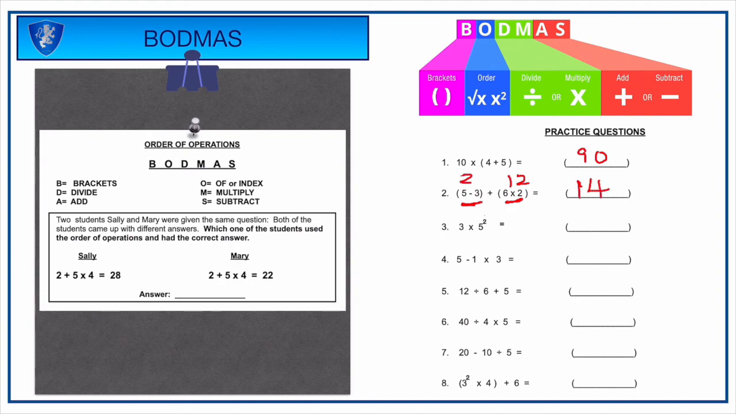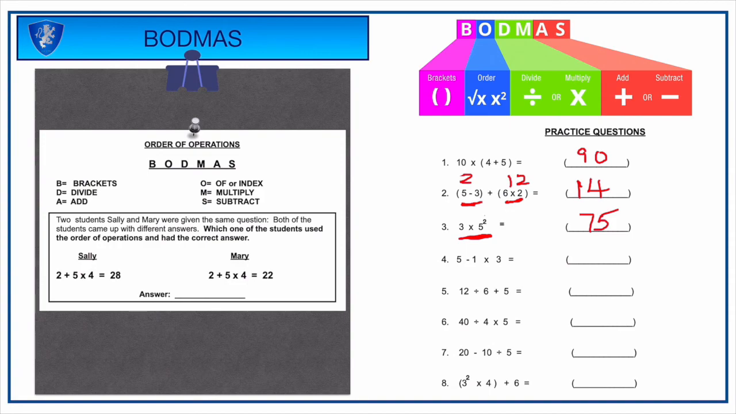Right, now if you look at this third question here, this is what we call the order, as you can see. But again, it doesn't make much difference in this particular case. You've got multiplication there as well. But as you know, 5 squared is 5 times 5, which is 25, times 3. And the answer is 75 there. So, question number 4.